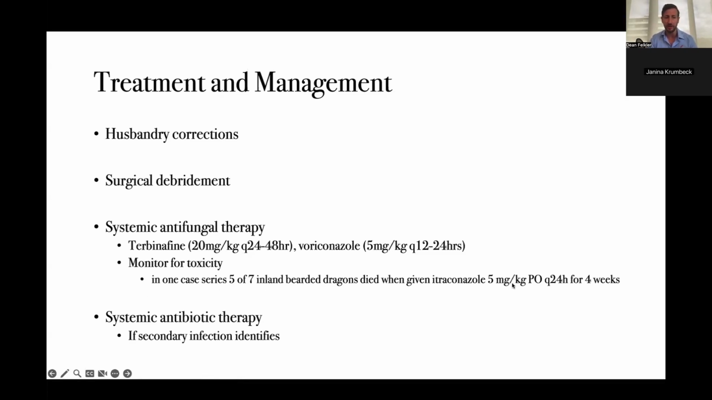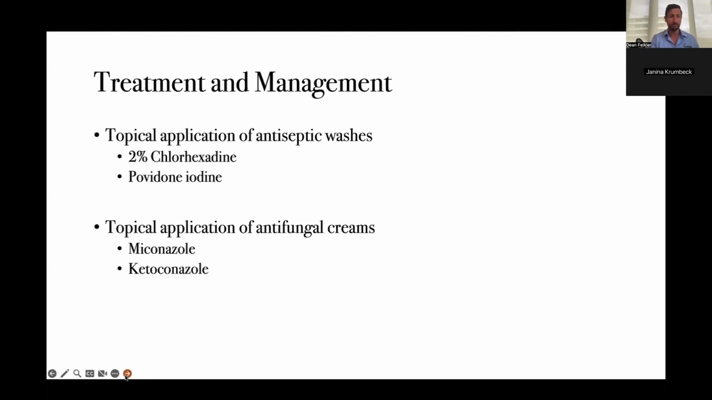But just one case study I want to mention: 5 out of 7 bearded dragons that were given 5 mg per kg once daily for 4 weeks unfortunately died. So there is a toxicity risk here. And if there are any signs of bacterial involvement, obviously appropriate antibiotics should be given as well.